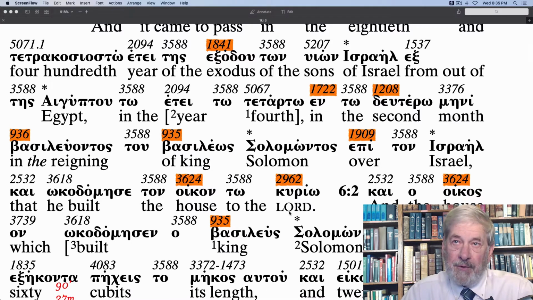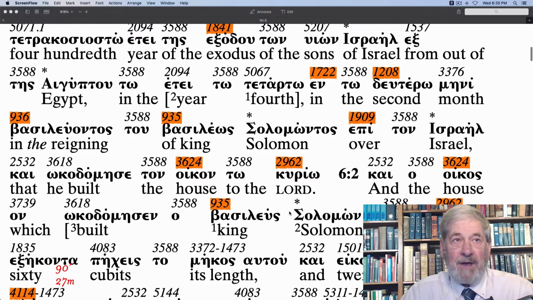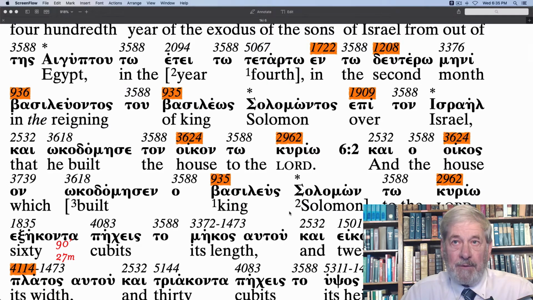And previous to this, it was in a tent, also called a tabernacle, made out of skins of animals and so forth, and other materials for the outer wall. I wouldn't call it a wall, but the shrouds on the outer part of it. And the house which King Solomon built to the Lord.